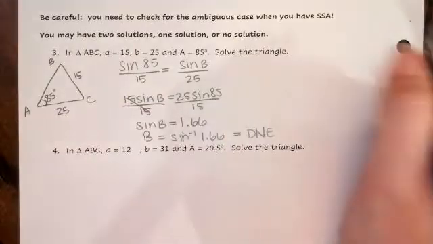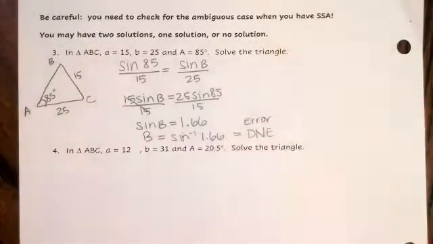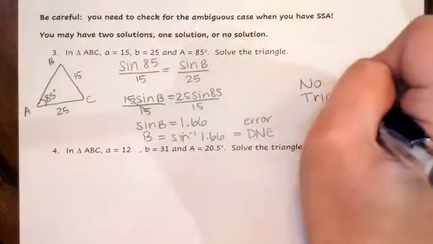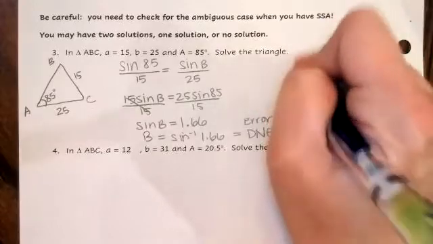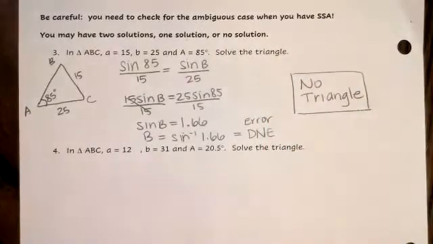That's that DNE, or error, as the calculator said. That means there's no triangle that has those two sides and that angle. It does not exist. So that's what no solution would look like. There's no triangle, there's nothing else I can do for it.